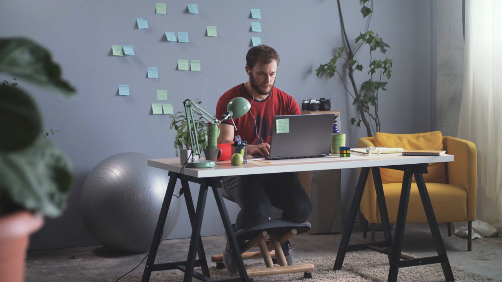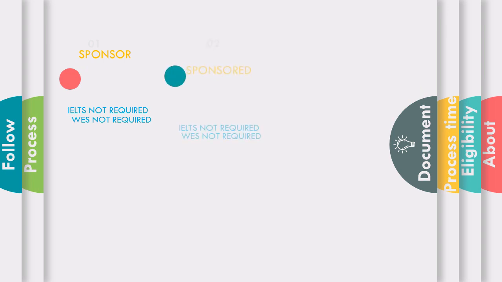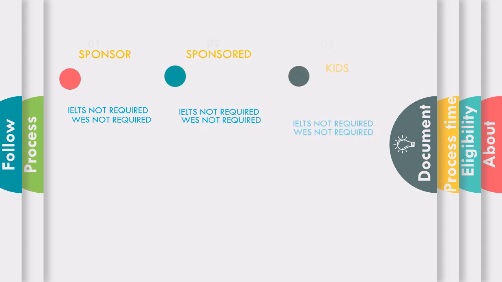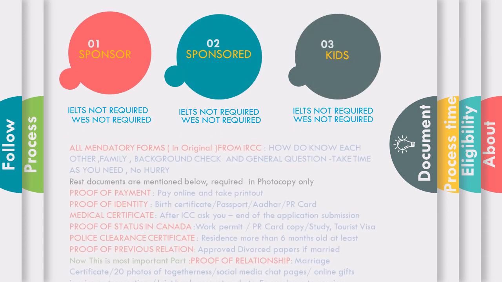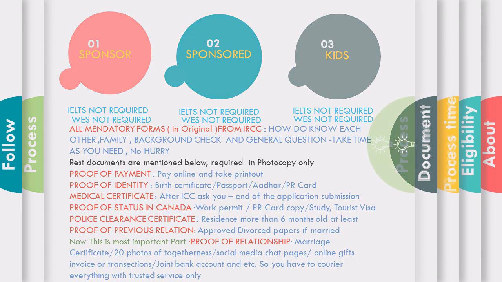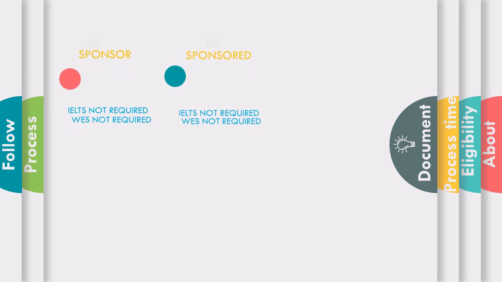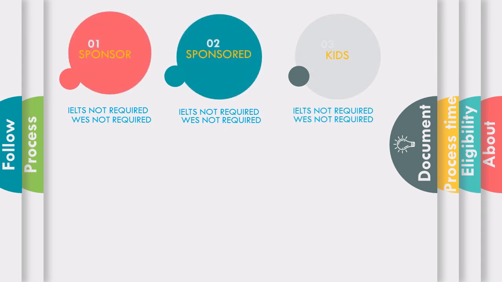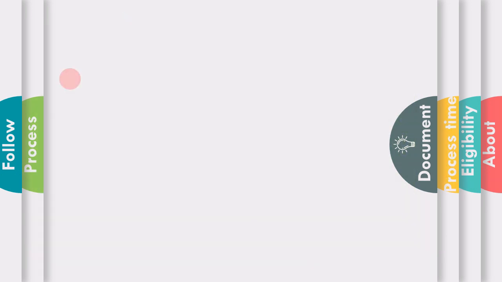These forms will be about how you know each other, your family backgrounds, your family check, and some general questions, and it will take time. So take your time as you need. There is no hurry. The rest of the documents mentioned below are required in photocopy form only. Proof of your payment, which you can pay online and take a printout. Proof of your identity, that is your birth certificate, your passport, Aadhaar card, PR card, etc.